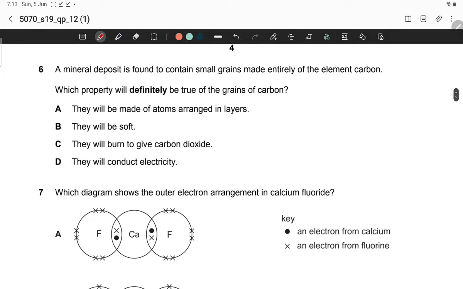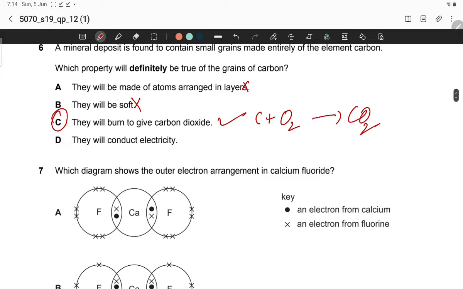A mineral deposit is found to contain some small grains made entirely of the element carbon. Which property will definitely be true of the grains of carbon? They will be made of atoms arranged in layers. No. They will be soft. No. They will burn to give carbon dioxide. This property is definitely true because carbon reacts with oxygen to form carbon dioxide. They will conduct electricity. Graphite conducts electricity, but diamond cannot.